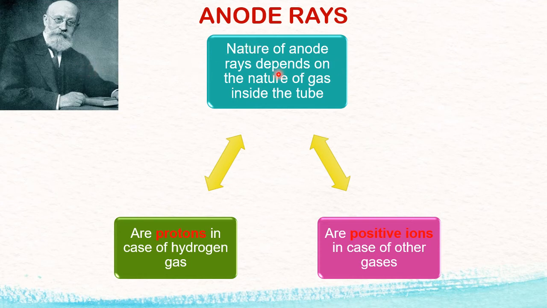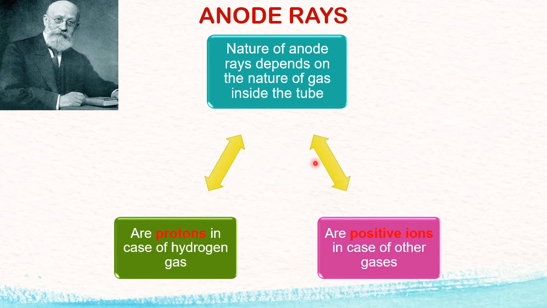The nature of anode rays depends on the nature of the gas inside the tube. This is a very important point. In the case of cathode rays, you take any gas, the cathode rays are the same, but with anode rays, the nature is different. If you take hydrogen gas inside the tube, then the anode rays are nothing but protons. Why? Hydrogen has atomic number 1, with 1 proton and 1 electron. When it loses the electron, it becomes a proton. Therefore, if you take hydrogen in the tube, after removing the electron, whatever is left is called a proton.